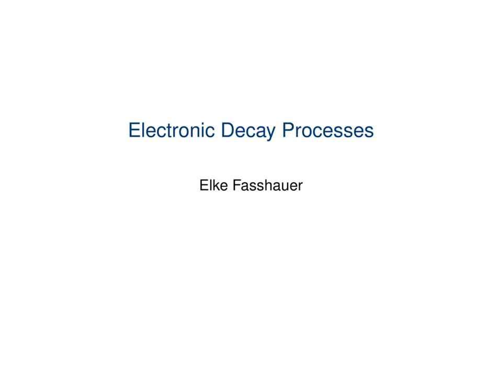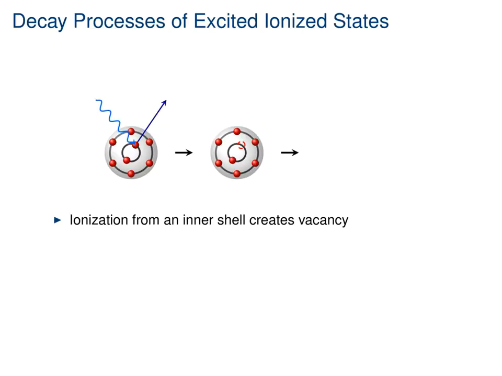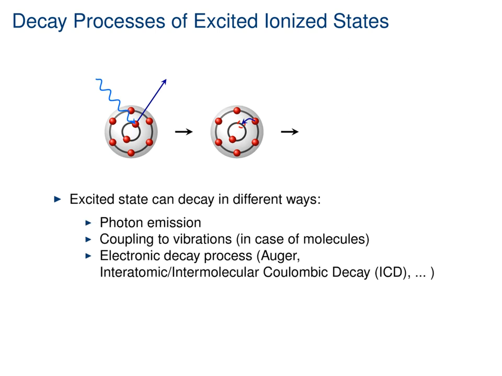Welcome to a short introduction of the different electronic decay processes. Every electronic decay process is initiated by ionization or excitation from an inner shell, which creates a vacancy. The created excited state can decay in different ways.